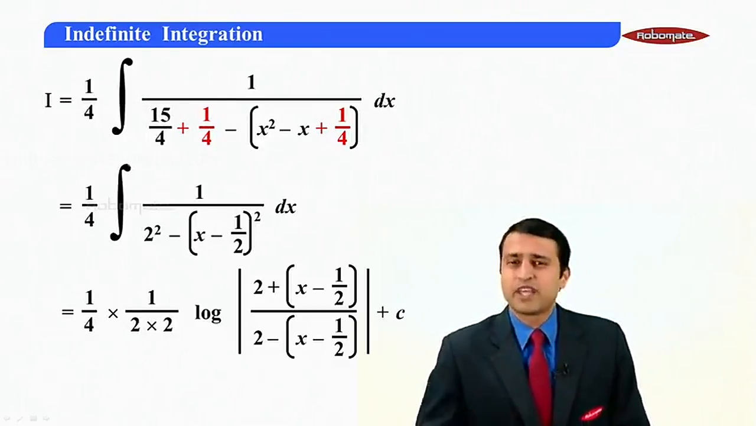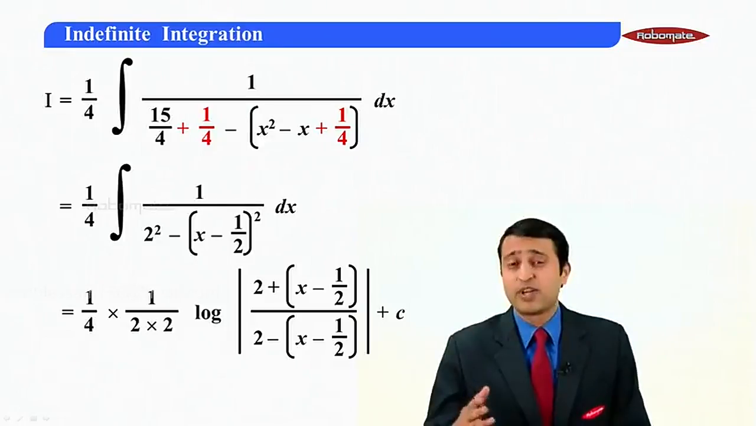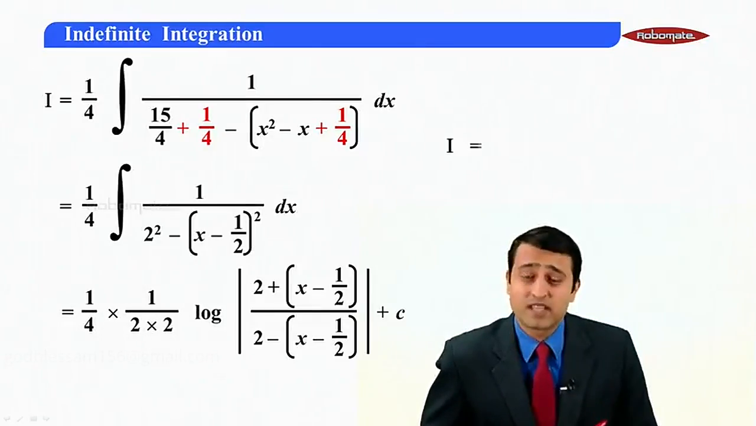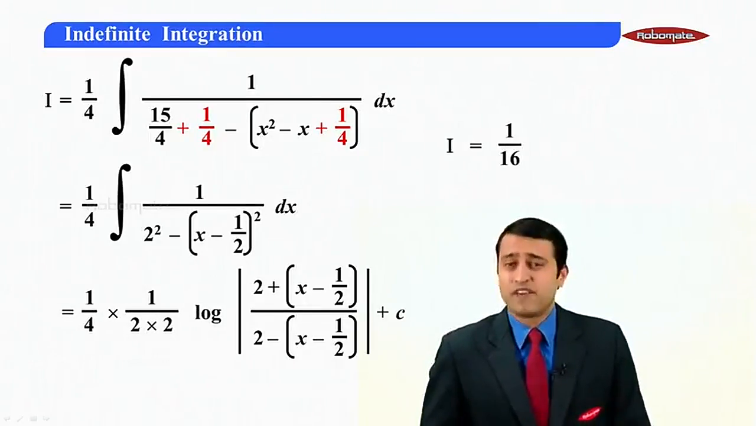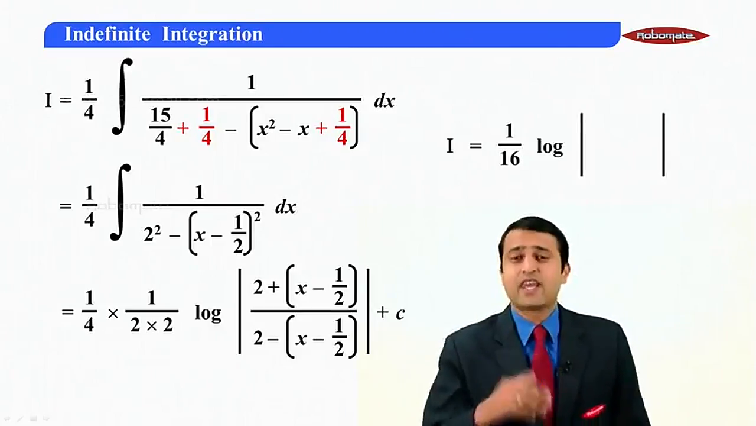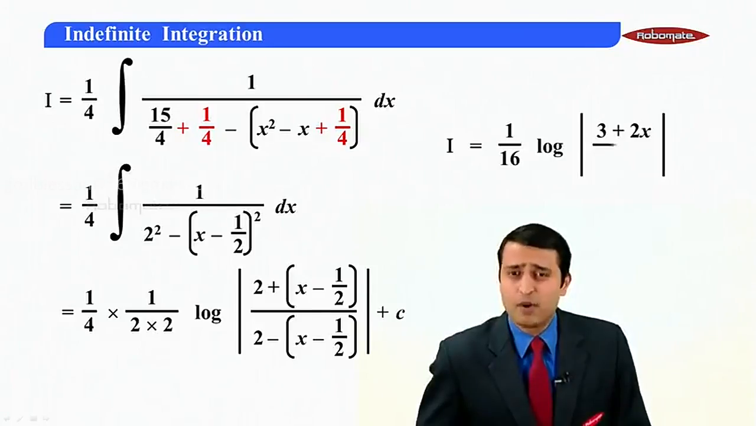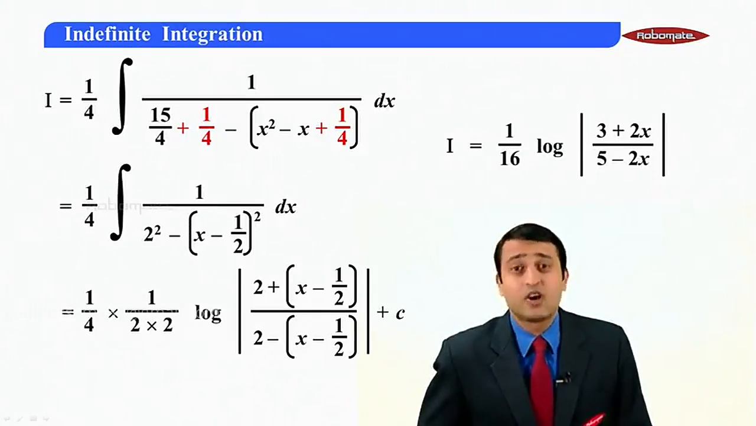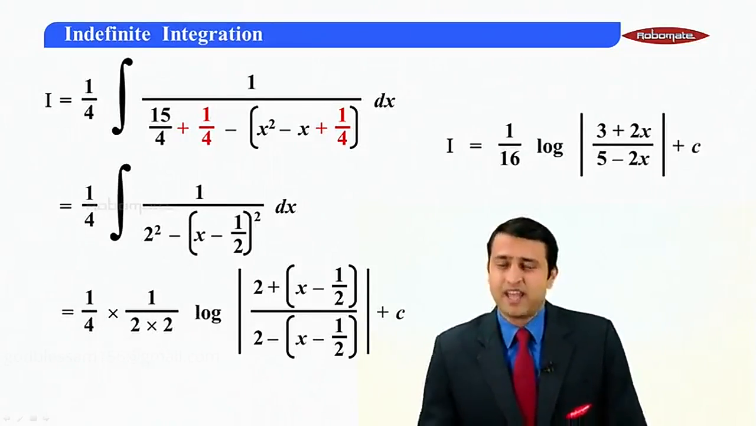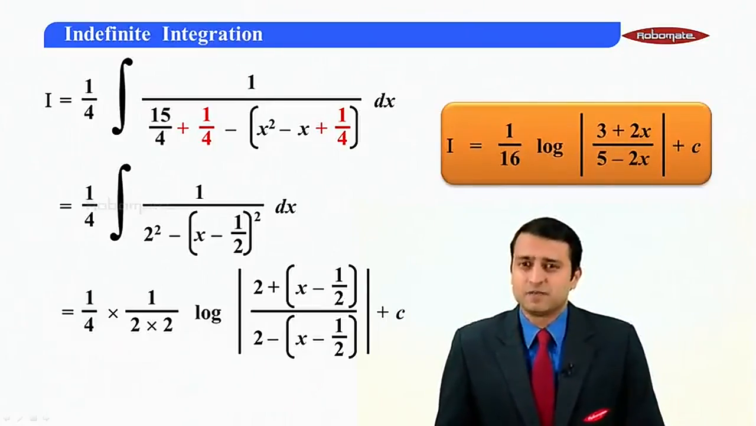That's nothing but we have to take LCM. So 1 by 4 into 1 by 4. So can I write 1 by 16 here? So my dear students, we have 1 by 16 log. When I take LCM, we effectively get 3 plus 2x upon 5 minus 2x, obviously a plus c. And that's our final answer.